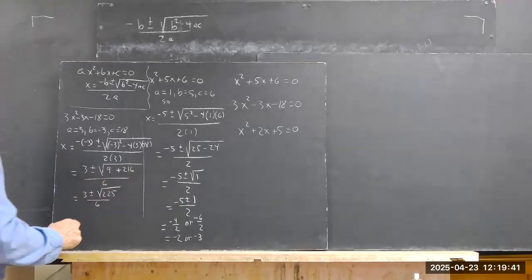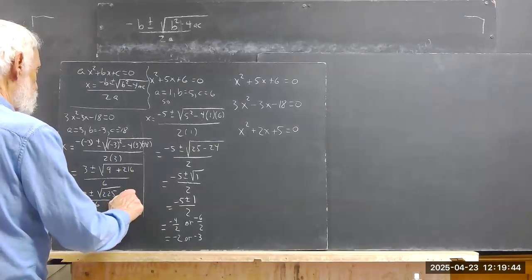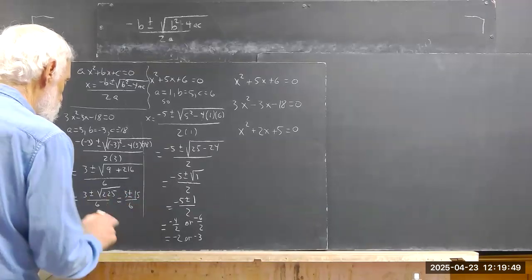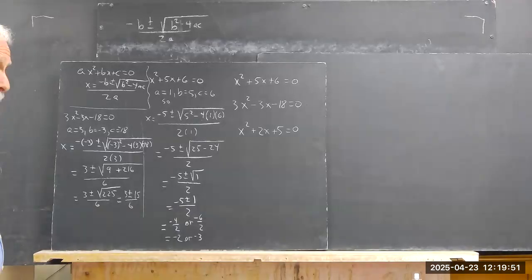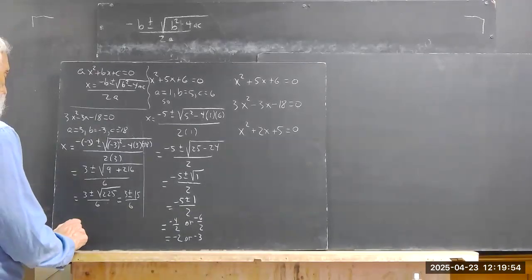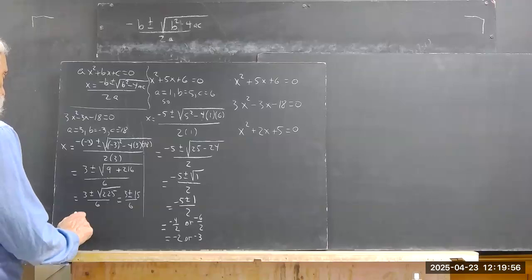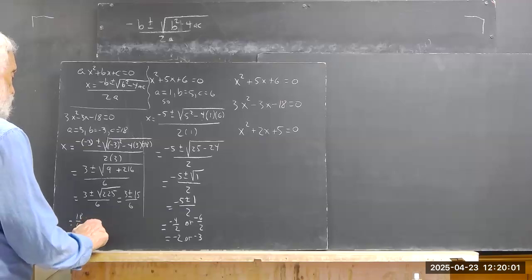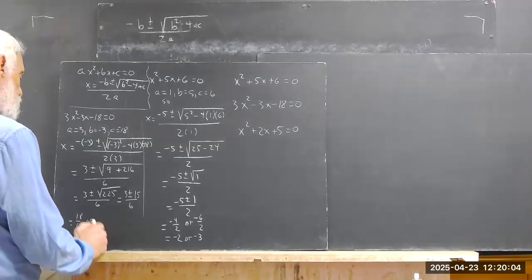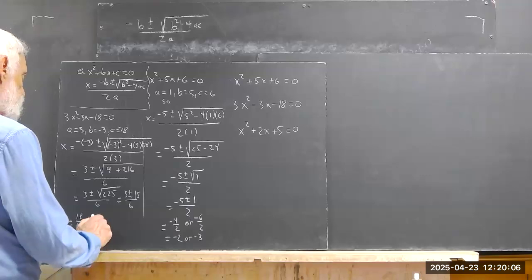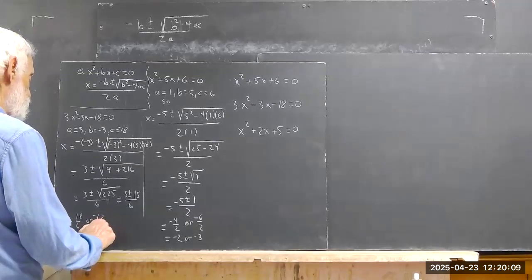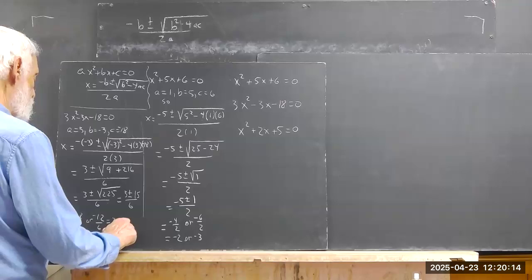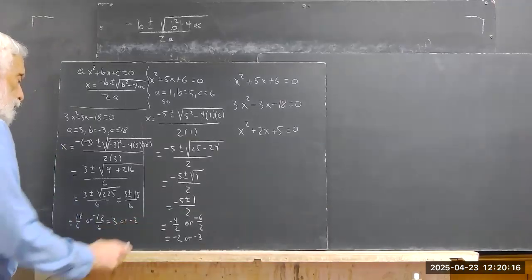So 9 and 216 is 225. That is 3 plus or minus 15 over 6. The square root of 225 is 15. That's going to give me 18/6, or negative 12/6, which equals 3 or -2.